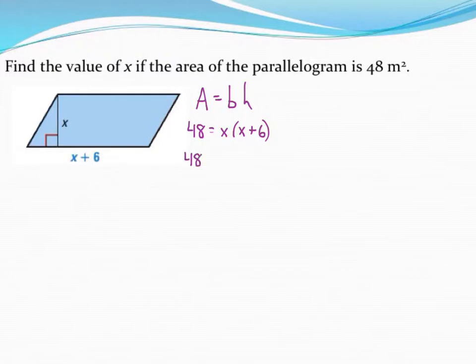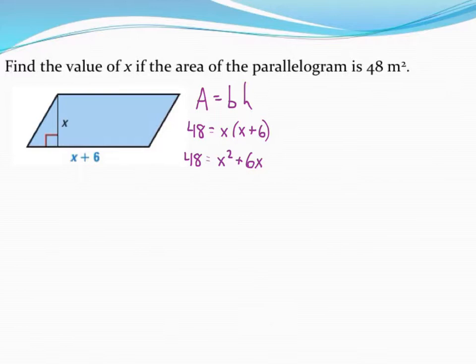So I get 48 is equal to x squared plus 6x. Now, I could try to factor this. This one turns out to be unfactorable, but if I subtracted 48 to make it equal to 0, I could try to factor it. Also, at this point, if I wanted to use the quadratic formula, I'd subtract the 48 to also make it equal to 0, and then proceed with that. But let's go ahead and use the completing the square method.